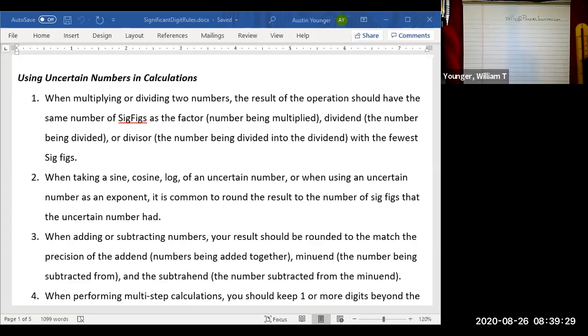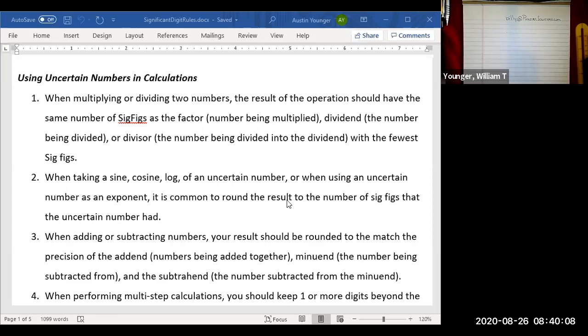So in other words, all the players in your mathematical problem, whether it be multiplication or division, you look at all of those numbers, and you find the one with the least number of SigFigs, and that's the one that dictates the number of SigFigs your answer has. When taking a sine, a cosine, a log of an uncertain number, or when using an uncertain number as an exponent, it's common to round the result to the number of SigFigs that the uncertain number had. So whatever the first number was, that's what you're going to use.